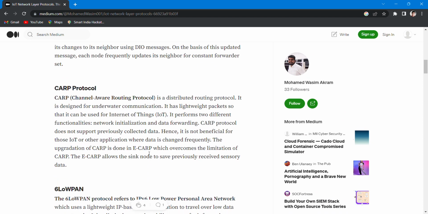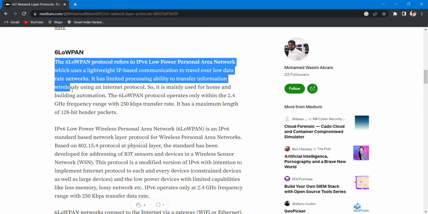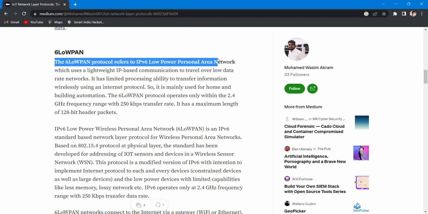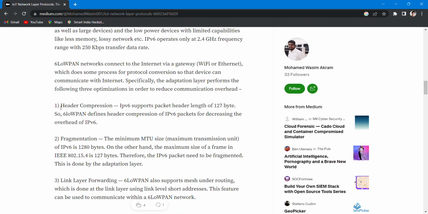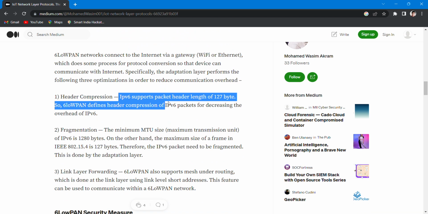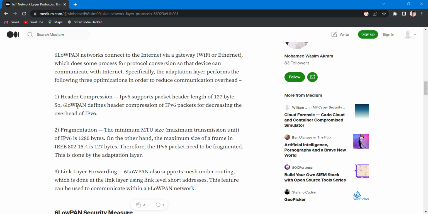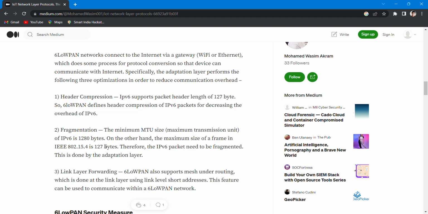That's it for 6LoWPAN. But you can see this 6LoWPAN protocol is IPv6 over low power personal area network. It has header compression, fragmentation, and link layer forwarding. IPv6 supports a packet header length of 127 bytes. So 6LoWPAN defines header compression for IPv6 for decreasing the overhead, so that the power will be less, so that is the low power. That's why it is called decreasing the overhead.